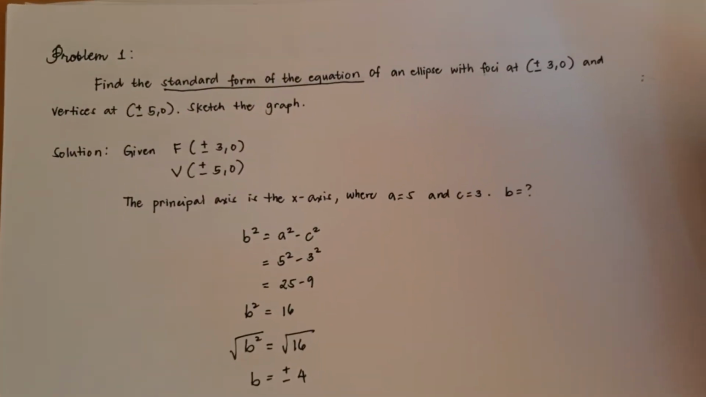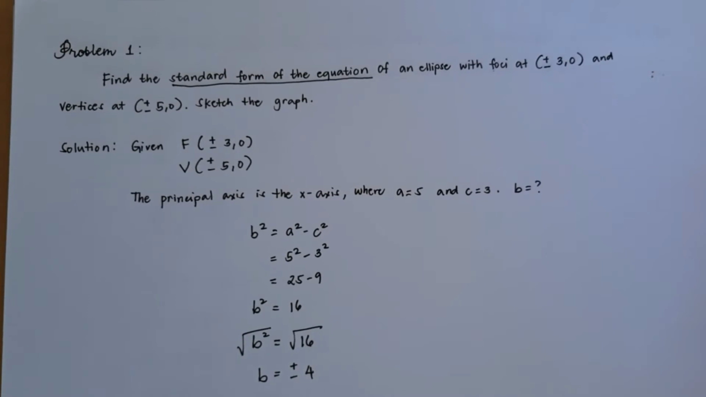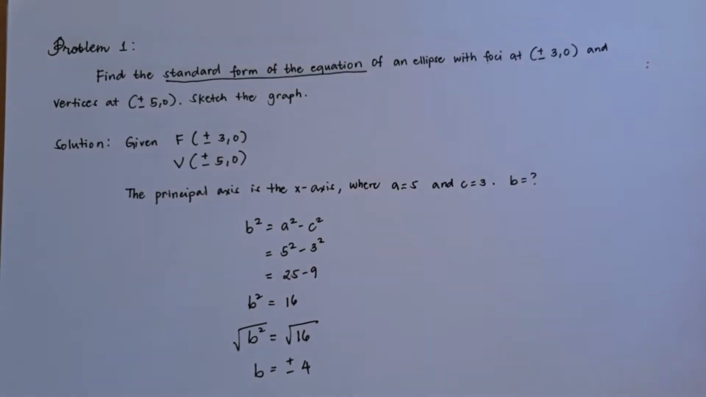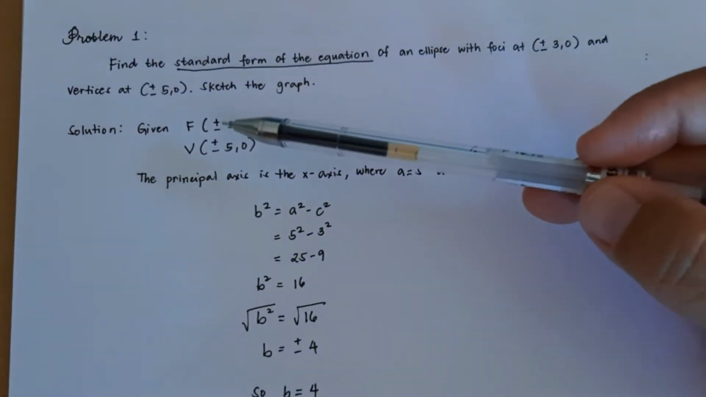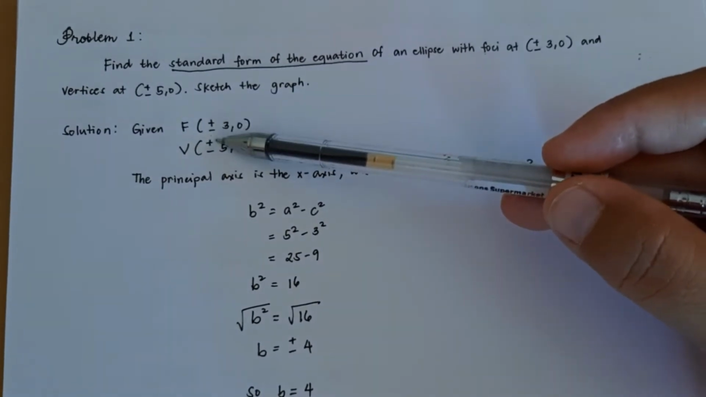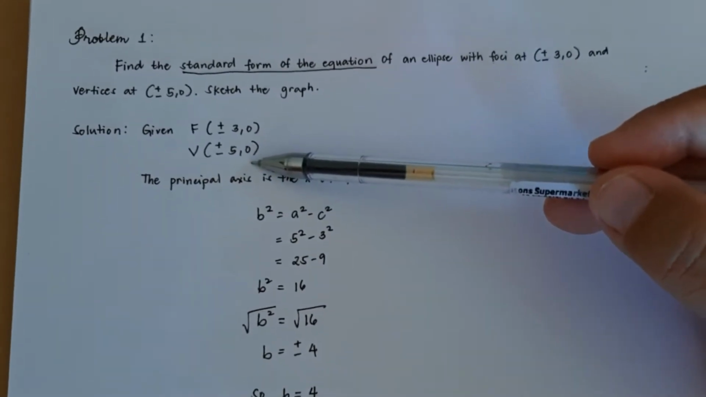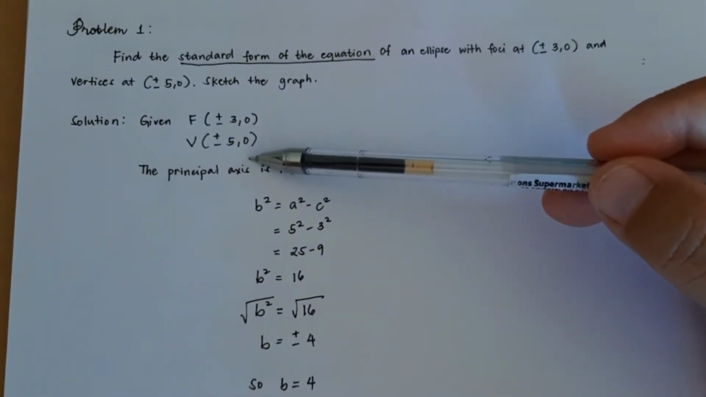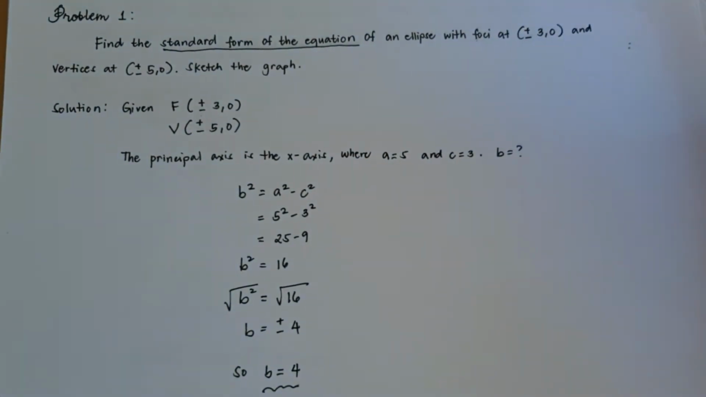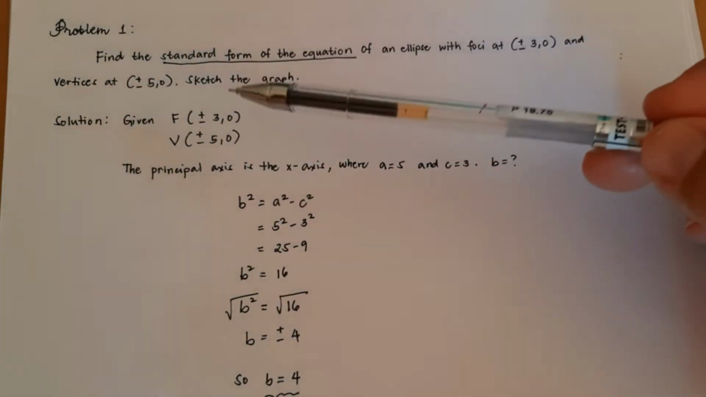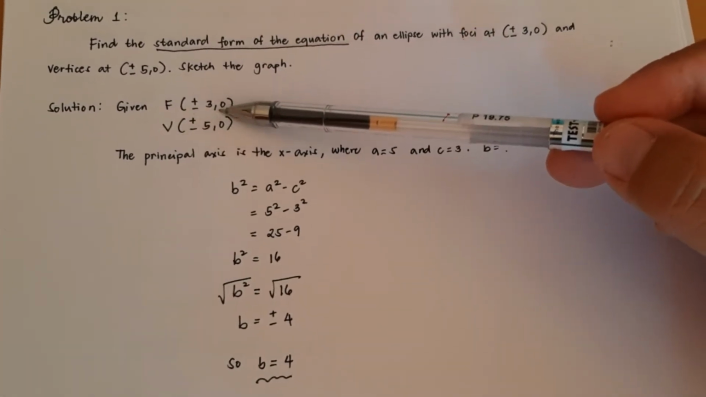So for example, we're going to find the standard form of the equation of an ellipse with foci at (positive and negative 3, 0) and vertices at (positive and negative 5, 0). Then sketch the graph. So given is the foci at (positive and negative 3, 0) and vertices at (positive and negative 5, 0). So the first thing you should do is to find the values of a, b, and c. Now, we already know that the principal axis is the x-axis because the focus is located at (positive and negative 3, 0).